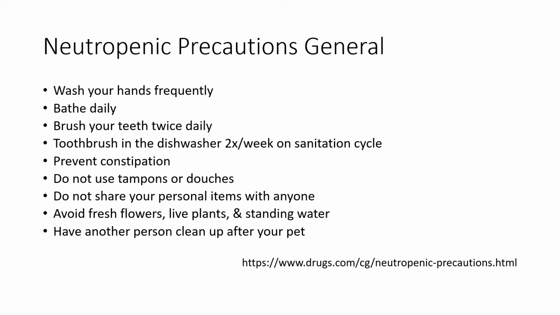Okay? So avoiding tampons and douches. Those are foreign. So foreign bodies in the body when you're neutropenic is a very bad idea. If they become infected, and that infection travels to the bloodstream, that could quickly take over the body, because the body doesn't have the ability to fight back with its immune system.